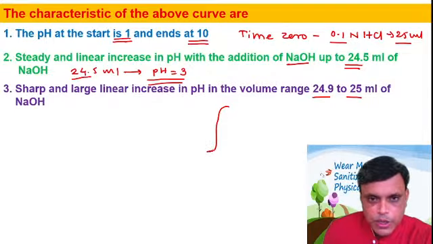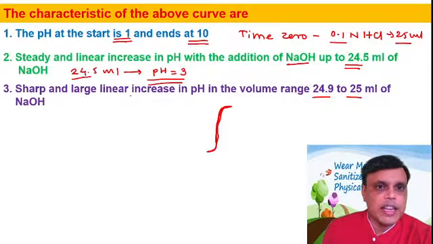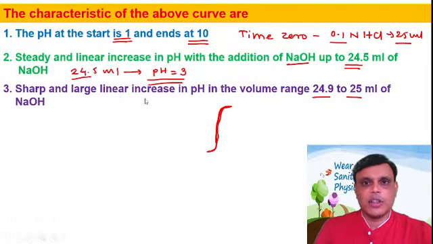So we have seen there is a sharp increase in the pH. This S-shaped curve will take place. So this sharp and large increase in pH will take place. Okay, so this is point number 3. Sharp and large increase in the pH in the volume range 24.9 to 25 ml of the NaOH.